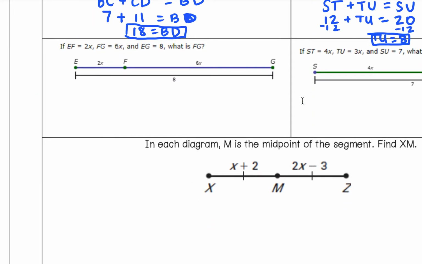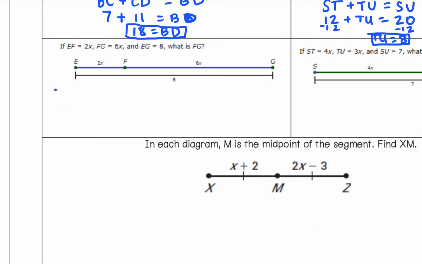In our next example, we have: if the measure of EF equals 2x, the measure of FG equals 6x, and the measure of EG equals 8, then what is the measure of FG? So this time we have some variables in here, so we actually have 2 steps to complete to get the final answer here, rather than just doing what we did above.